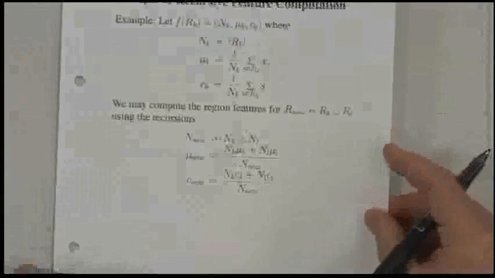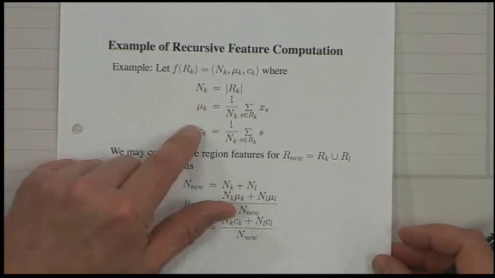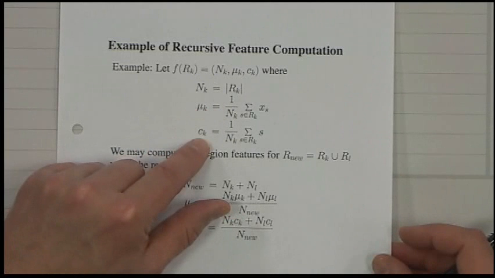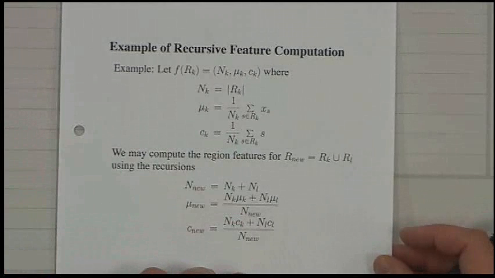For example, and I'm running out of time, but I'm going to blaze through this: if you pick the feature vectors to be the number of pixels, the mean color, and the variance of the color, those are things that can be computed recursively. I'm going to try to pick up on the color material at the next lecture, so go through some of these notes yourself.